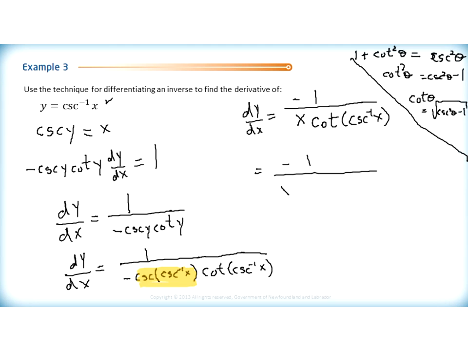So this becomes 1 over x times, and cotan I'm going to exchange for the square root of cosecant squared of inverse cosecant of x, and then that is minus 1, of course. Extend my square root out that far. Again, cosecant of cosecant inverse is just going to cancel. So what we get here is negative 1 over x times the square root of x squared minus 1. Okay, good stuff.